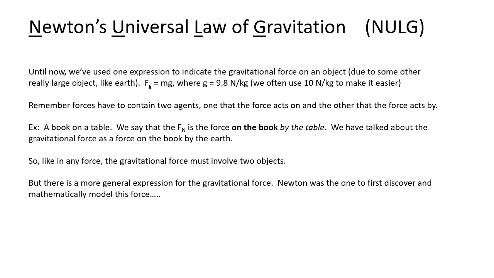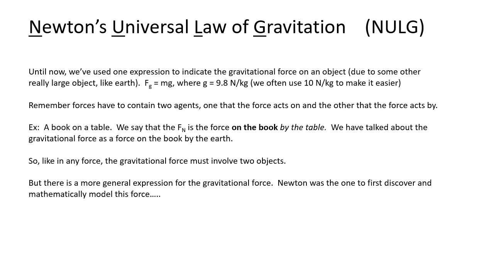All right, let's talk about Newton's universal law of gravitation. I like to abbreviate this by NULG, just easier to keep up and say. Until now, we've used one expression to talk about the gravitational force on an object due to some other really large object like Earth. We've really only talked about the gravitational force of things on the surface of the Earth due to the Earth. We found the equation F sub g is equal to m times g, where that value g is 9.8 newtons per kilogram. You know that we often use 10 newtons per kilogram to make it a little bit easier. But whether we use 9.8 or 10, the idea is it's a constant value near the surface of the Earth.